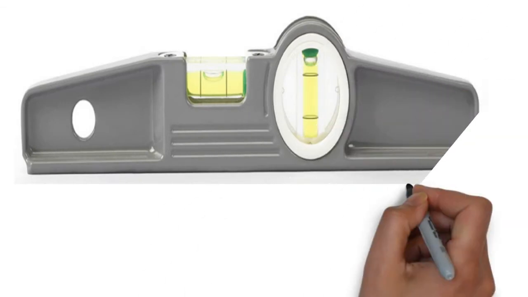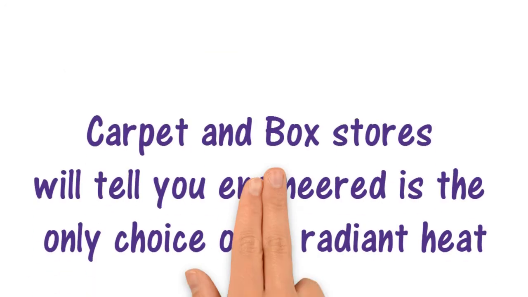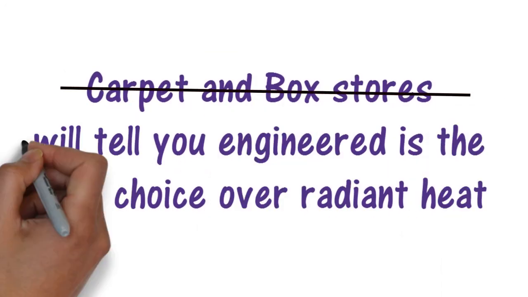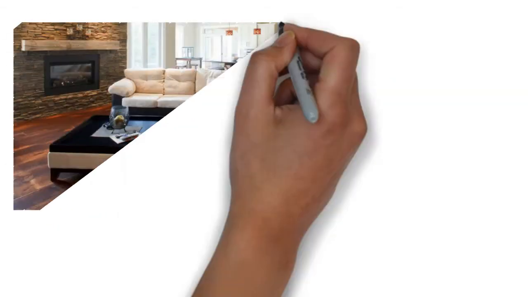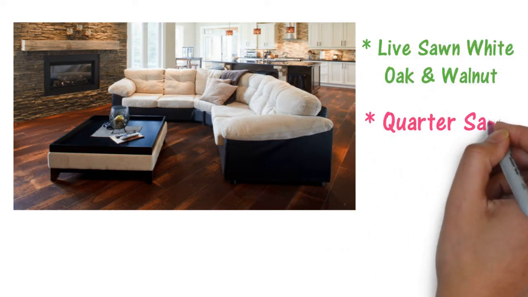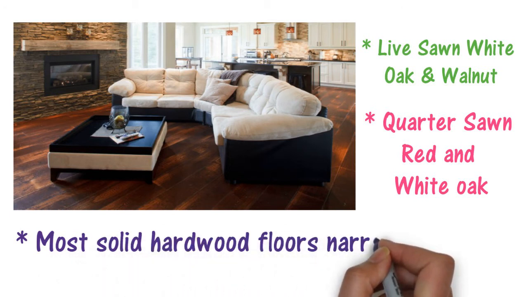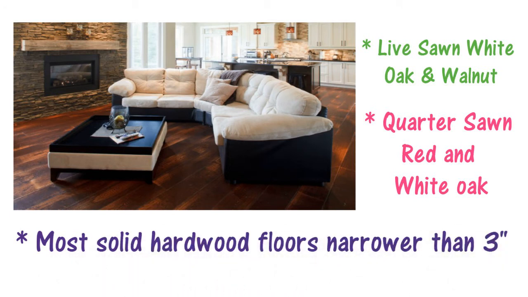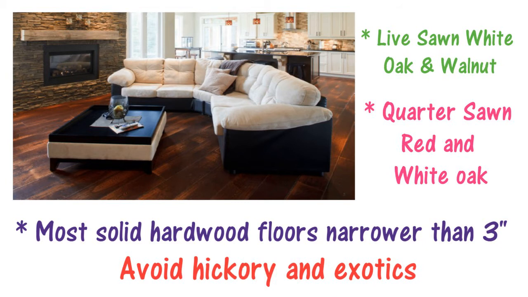Subfloor must be leveled to within 1/4 inch over 10 feet and 3/16 of an inch over 6 feet. Carpet and box stores will tell you engineered is the only choice over radiant heat, but this is not true. Some solids, like our live sawn wide plank white oak, walnut, quarter sawn red and white oak, and most solid hardwood floors narrower than 3 inches work well in this situation if you don't mind small spaces between boards during the heating season. Avoid hickory and exotics.